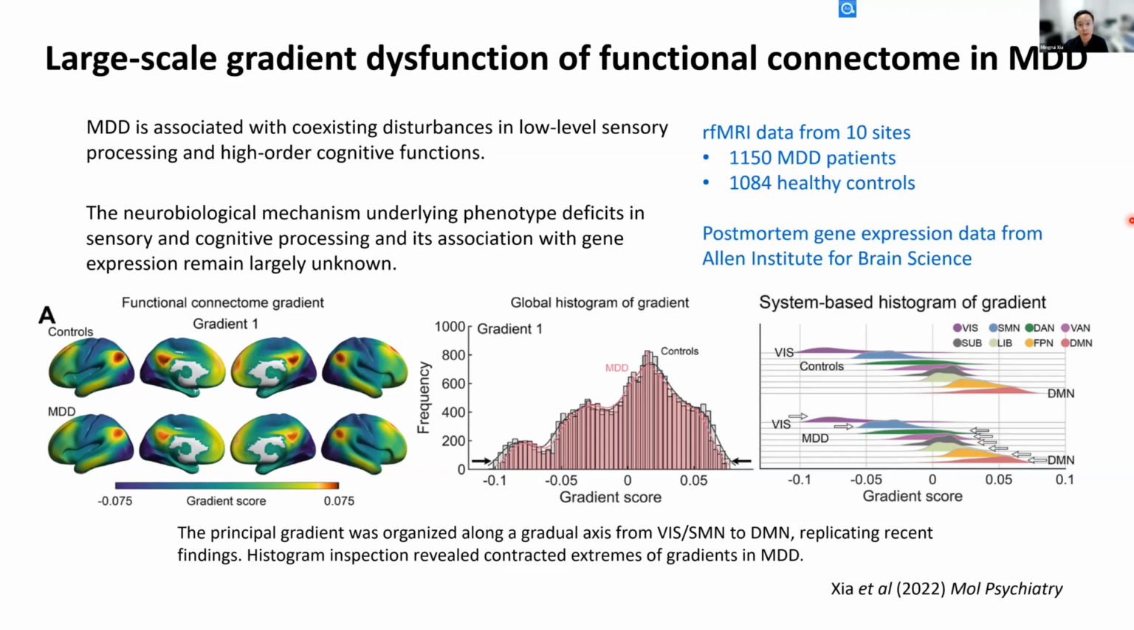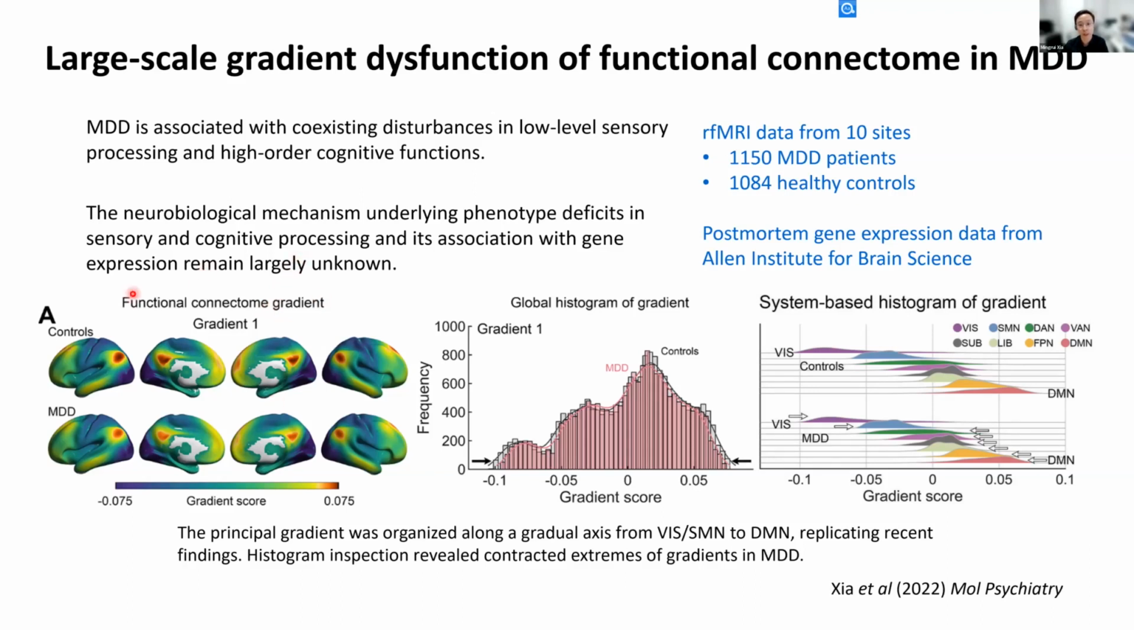Depression is associated with the coexisting disturbance in both low-level sensory processing and high-order connectivity functions, and depression could occur as early as adolescence. Because the principal gradient spans from the primary to transmodal regions, which are critically developed in adolescence and support both low-level sensory processing and high-order functions, we focused on the disruption of the principal connectome gradients in depression.